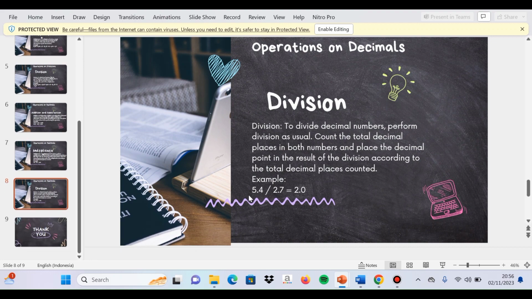Next, division. To divide decimal numbers, perform division as usual. Count the total decimal places in both numbers and place the decimal point in the result of the division according to the total decimal place count. Here is the example of division from operation on decimal.